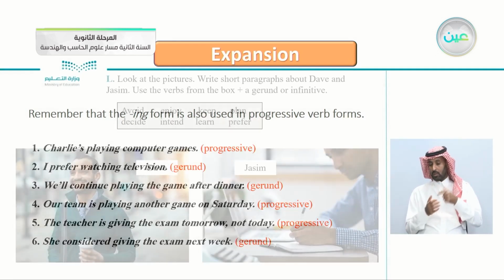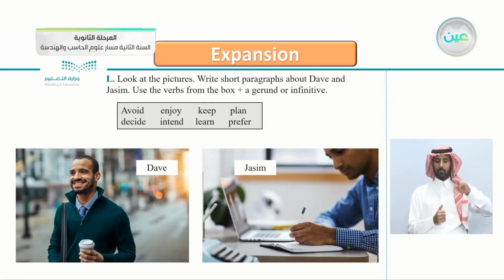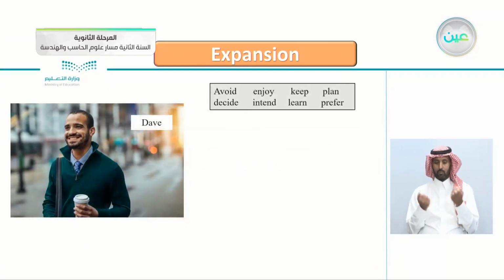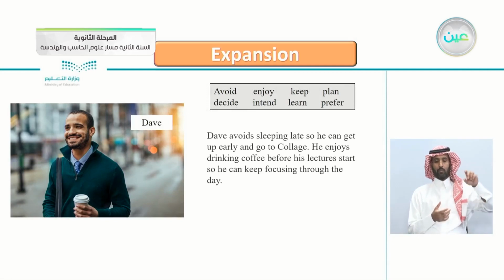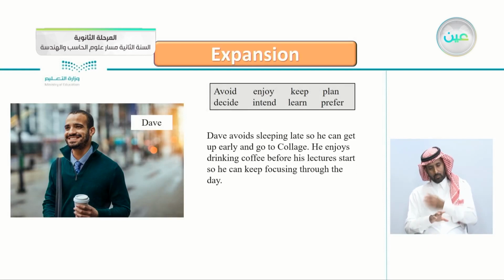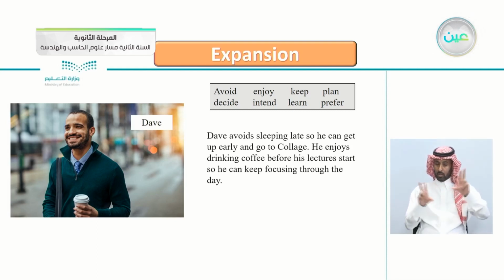This is a gerund. So coming back to the exercise here, Dave, you can say, for example, Dave avoids sleeping late so he can get up early and go to college. He enjoys drinking coffee. From the picture as you see here, he enjoys drinking coffee before his lectures start so he can keep focusing through the day. So you can use some of these in the paragraph.